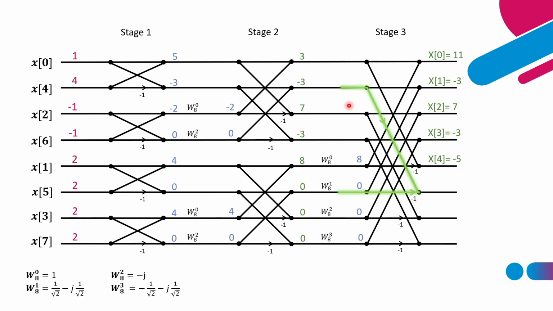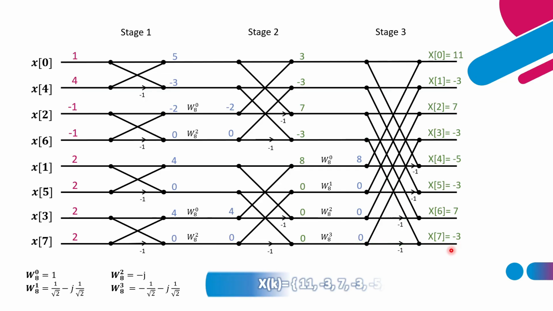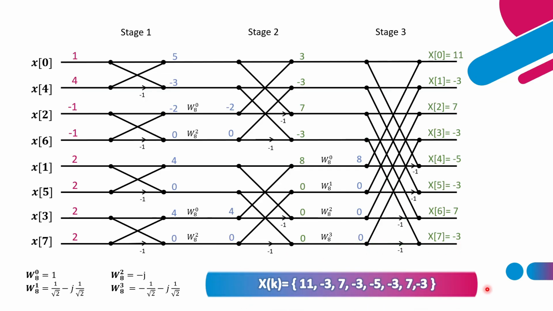0 times negative 1 is 0 minus 3, negative 3. And then 0 plus 7, 7. 0 minus 3 is negative 3. And this is the output value of this question. So by drawing the butterfly diagram, we can get the final values of x of 0 to x of 7. And this is denoted by X of k.